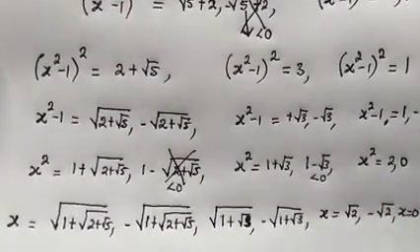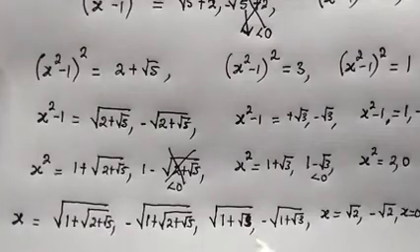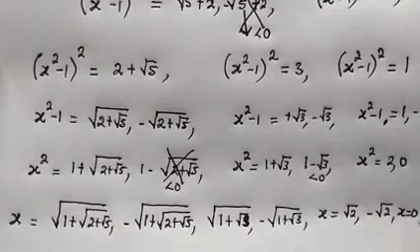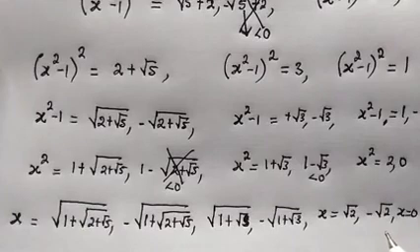So how many real solutions? 1, 2, 3, 4, 5, 6, 7. So we have 7 real solutions to this problem.